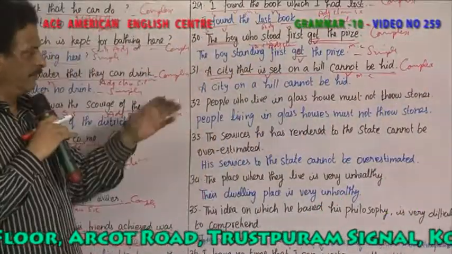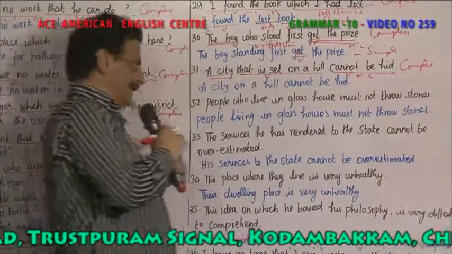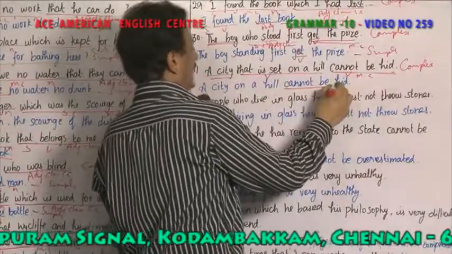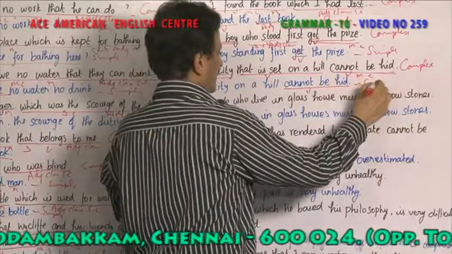So how do you go in for a simple sentence? A city on a hill cannot be hid. So cannot be hid is the verb. So this becomes a simple sentence, right?